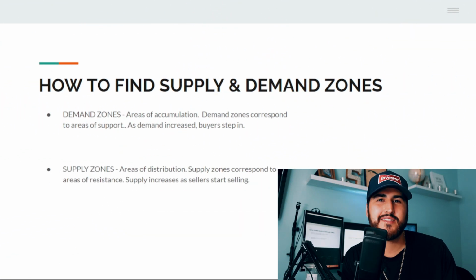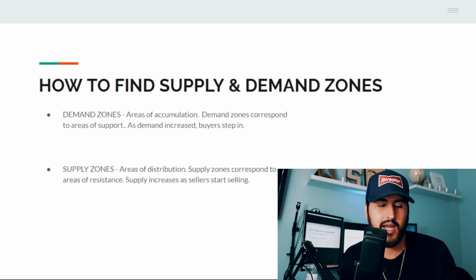So how do we find supply and demand zones? Well, when we're looking for a demand zone, we're looking for areas of accumulation. We're looking for an area where they continue to add and buy. Demand zones also correspond to areas of support. So we can take a look at the charts, a technical analysis to identify at what price do buyers usually step in. That might be a demand zone, most likely it is.